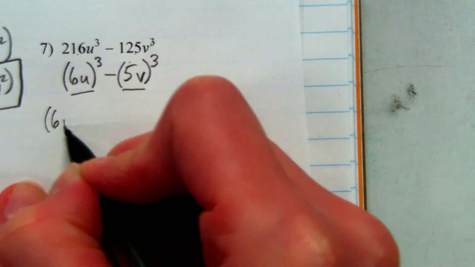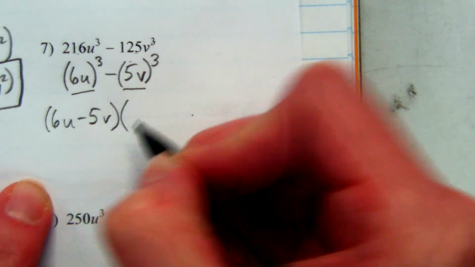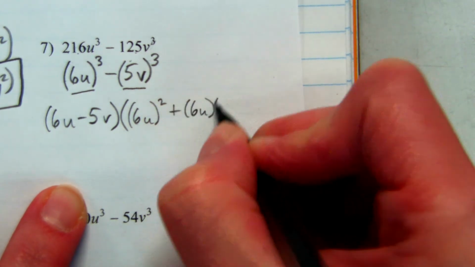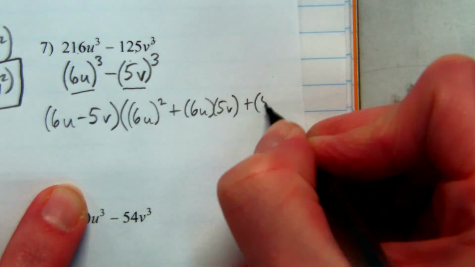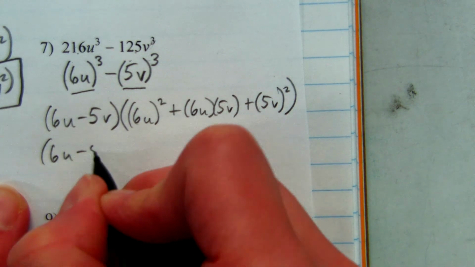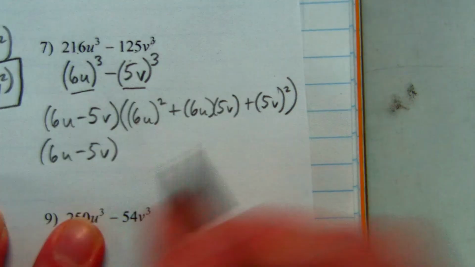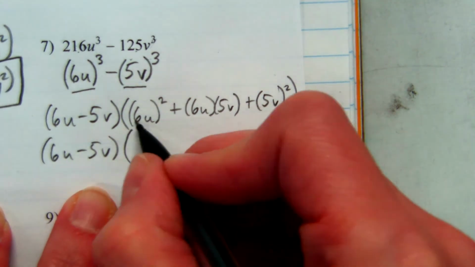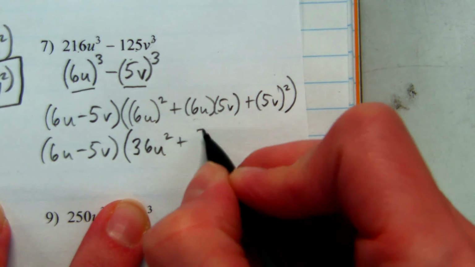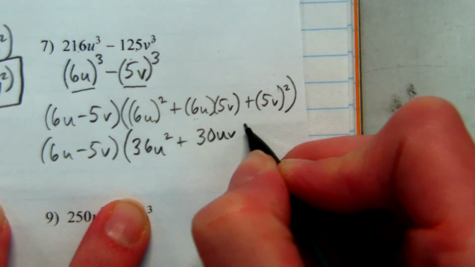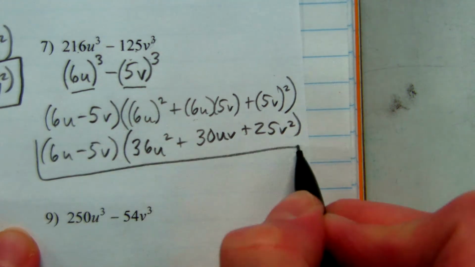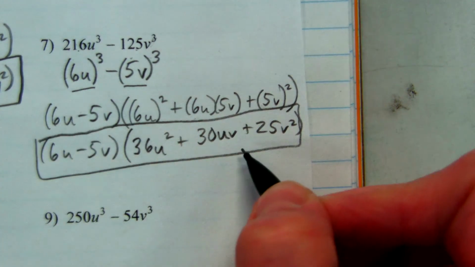So we're going to have 6u minus 5v, and then over here I'm going to have 6u squared plus 6u times 5v plus 5v squared. And then we have a little math to go back and do in the second set of parentheses. The first parentheses are easy. This one's a little tougher. So 6u times 6u is 36u squared. Then here we have 30uv. And then 5v times 5v is 25v squared. And it looks like you'd be able to factor that second part, but you can't.